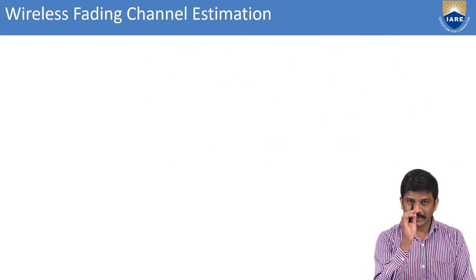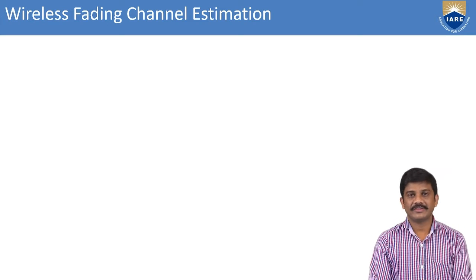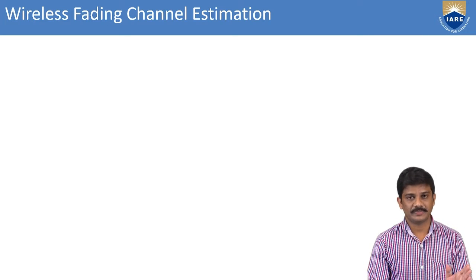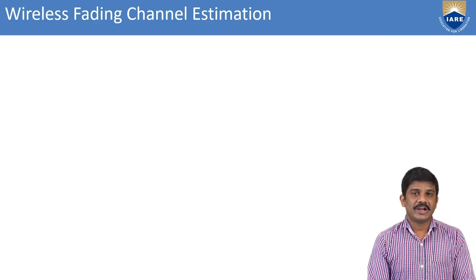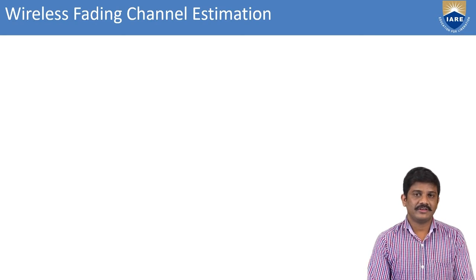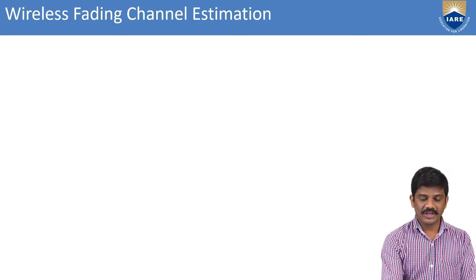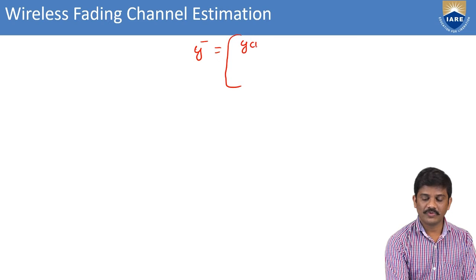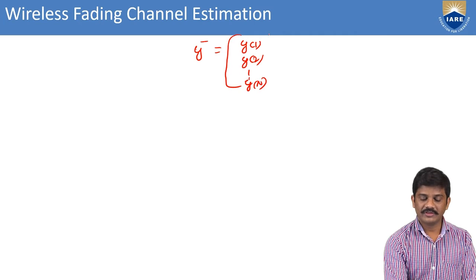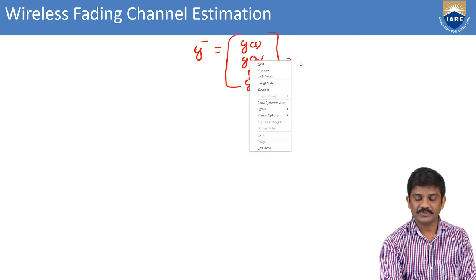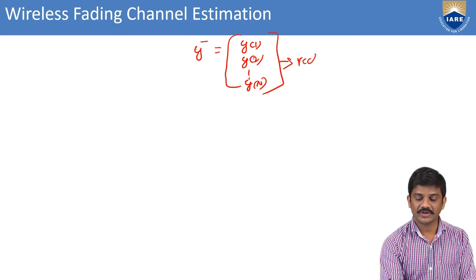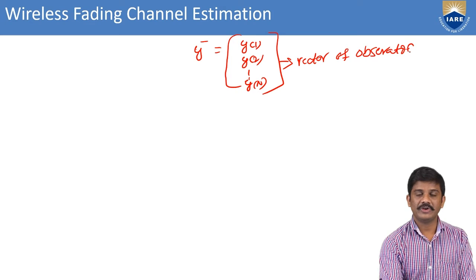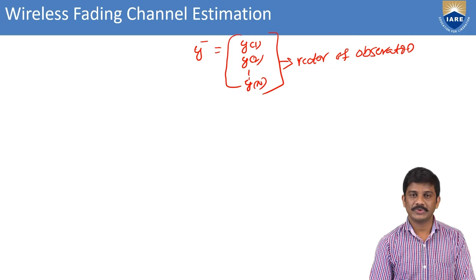Then, just now we found the x bar and y bar, that means the transmitted pilot vector is x bar and the received pilot vector is y bar. Then we can consider y bar equal to y of 1, y of 2, so on up to y of n. This is the output vector of the observation. We know the input vector, that is x1, x2, and so on up to xn.